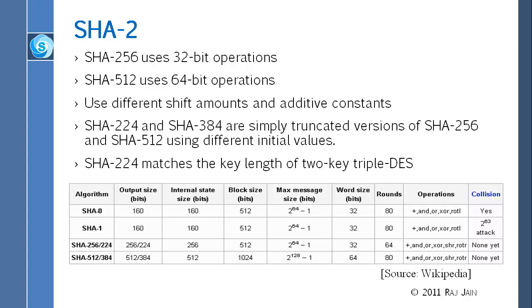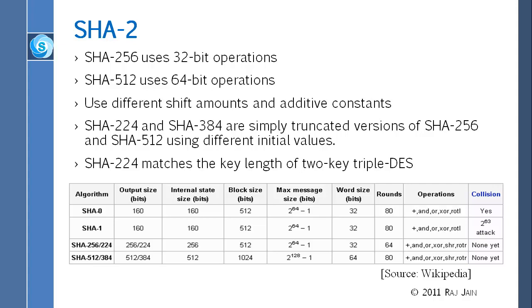Now let's see what else is here. It matches the key length of 2-key triple DES. So why did they invent 224? When they had 256, why did they invent 224? Because triple DES has 224. Single DES has a 56-bit key. Double DES will have 112. Triple DES will have 112.